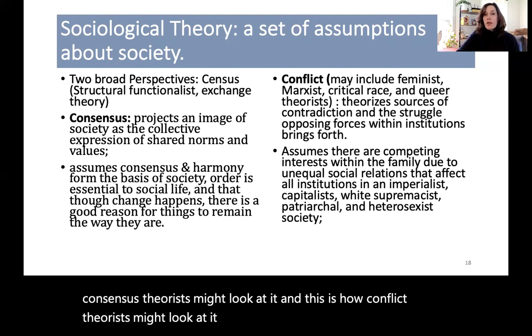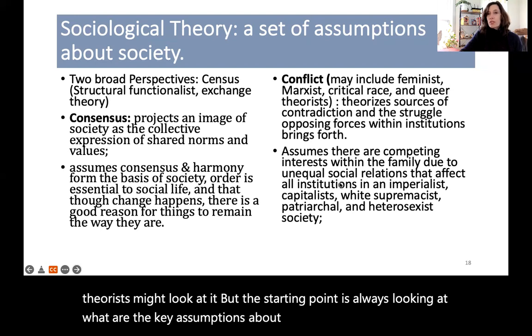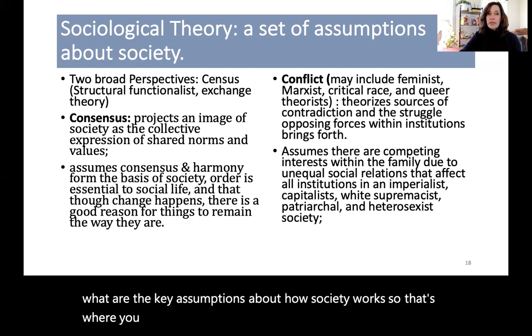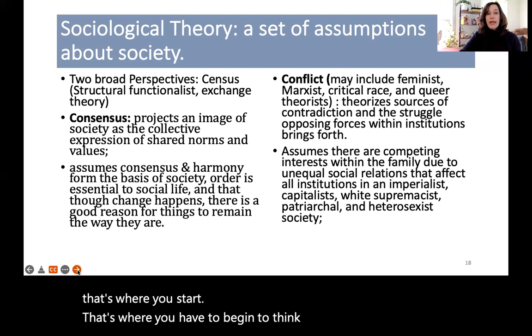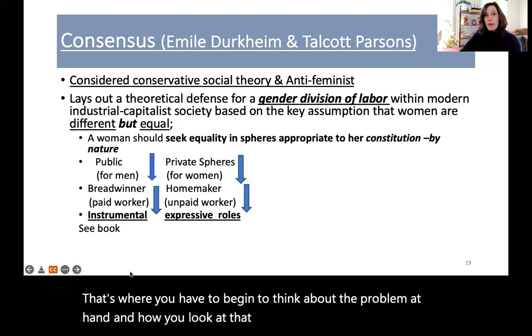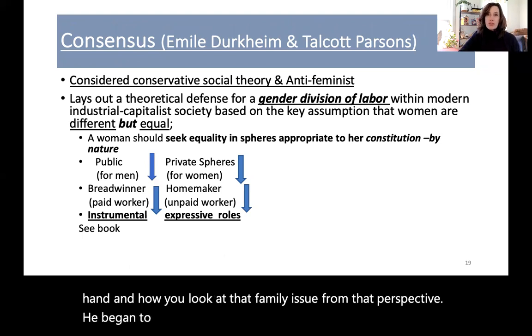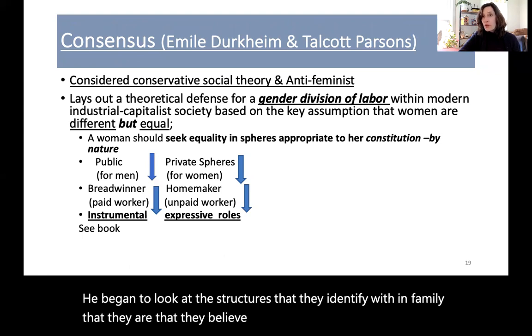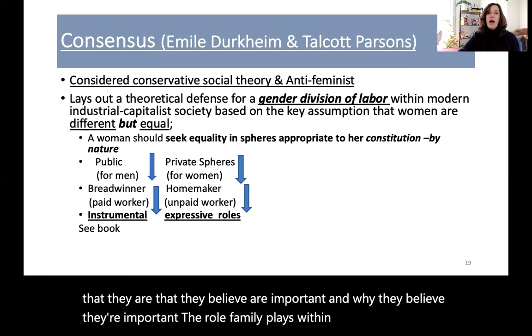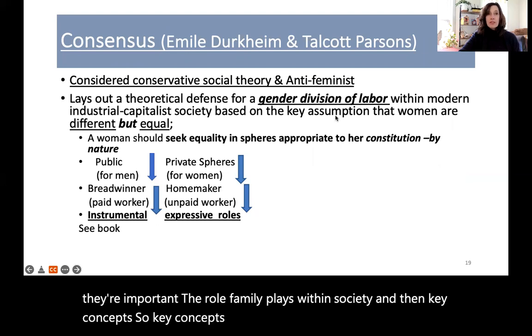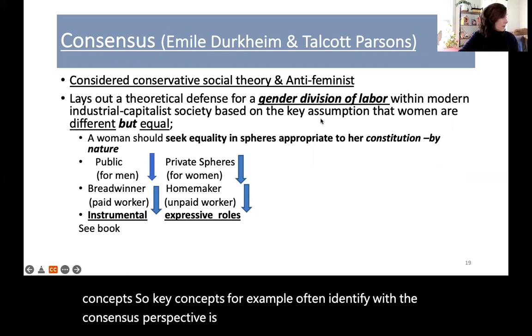But the starting point is always looking at what the key assumptions are about how society works. So that's where you start. That's where you have to begin to think about the problem at hand and how you look at that family issue from that perspective. Then you begin to look at the structures they identify within family that they believe are important, and why they believe they're important, the role family plays within society, and then key concepts. For example, a key concept often identified with the consensus perspective is the gender division of labor.